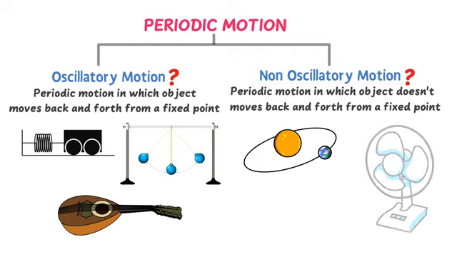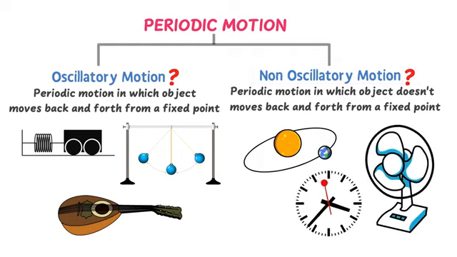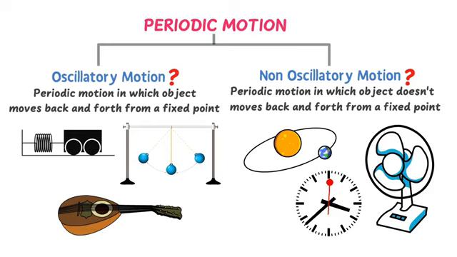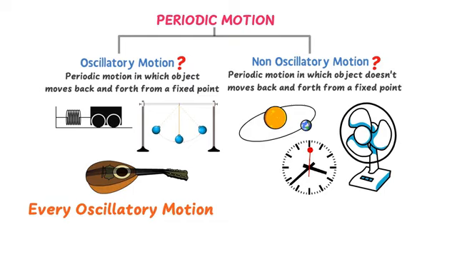Secondly, the motion of the fan and the motion of the hands of a clock. These all objects move and repeat their respective motion on a circular path. So they all are non-oscillatory motion. From these examples, we learn that every oscillatory motion is periodic motion.